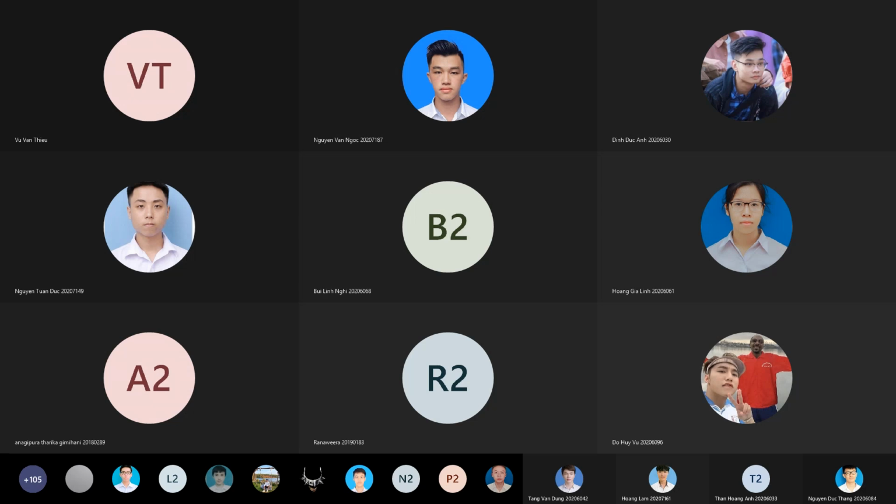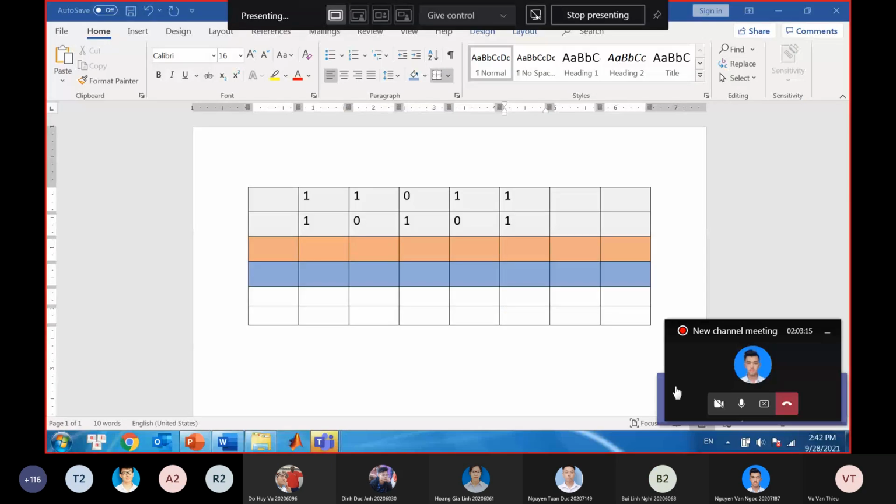Okay, example, we add 1101011 and 1011. Okay, and the result. 1 plus 1 equals... Can you see my screen? No, not yet. Okay, sorry. Okay, so now can you see my screen?